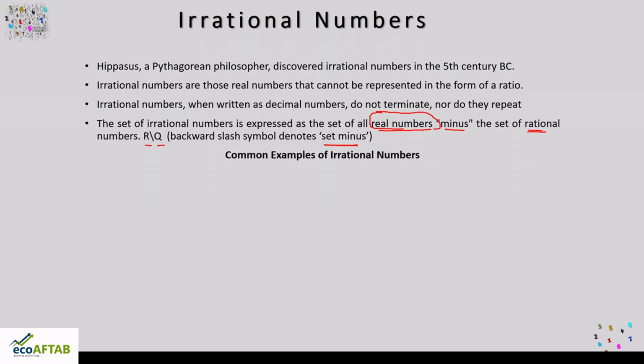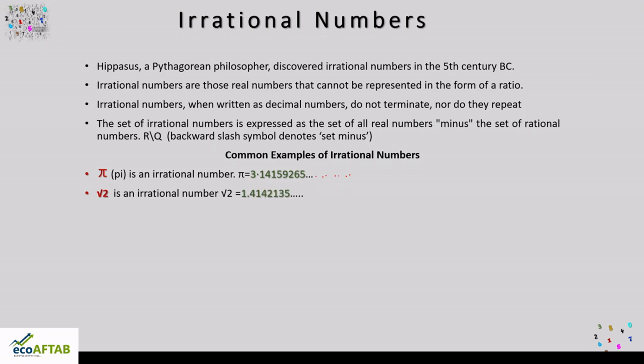So common examples of irrational numbers are pi. You can see pi is an irrational number and the value of pi is 3.14159265, and here you can see the dots. So these numbers won't stop, they go on and on. Similarly, square root of 2 is also an irrational number. Square root of 2 is equal to 1.4142135 and so on. This number also goes on and on.